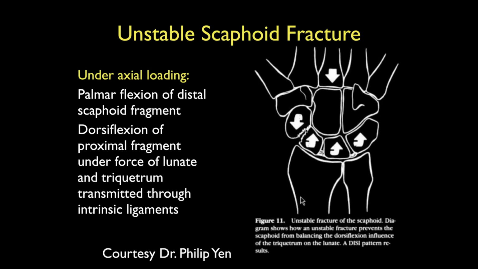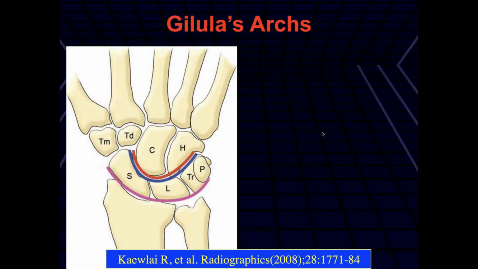So typically what will happen if you have a scaphoid fracture is the distal part of the scaphoid will flex forward. That's attached to the distal row, which includes the capitate, causing the capitate to flex forward. The proximal part of the scaphoid flexes backwards, which is connected to the lunate, if these are connected together, which causes the lunate to flex in the opposite direction.